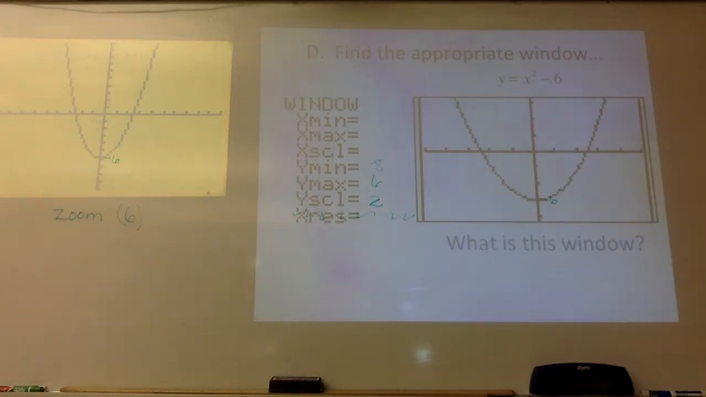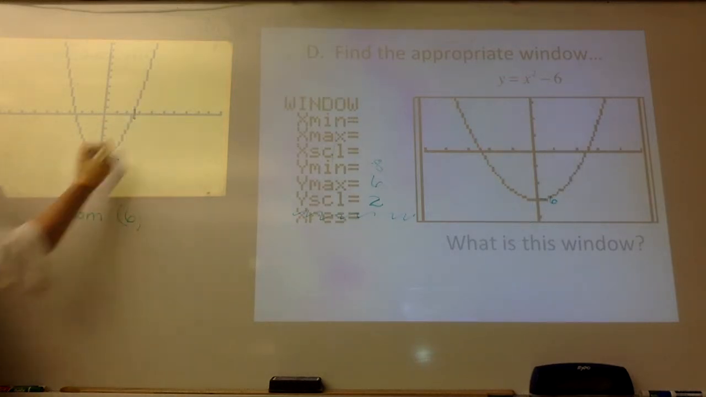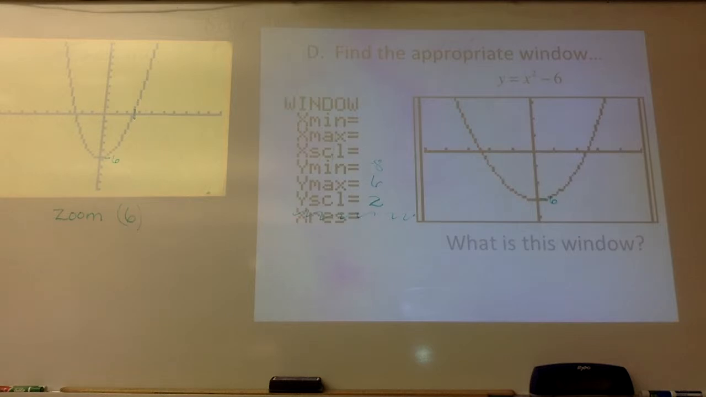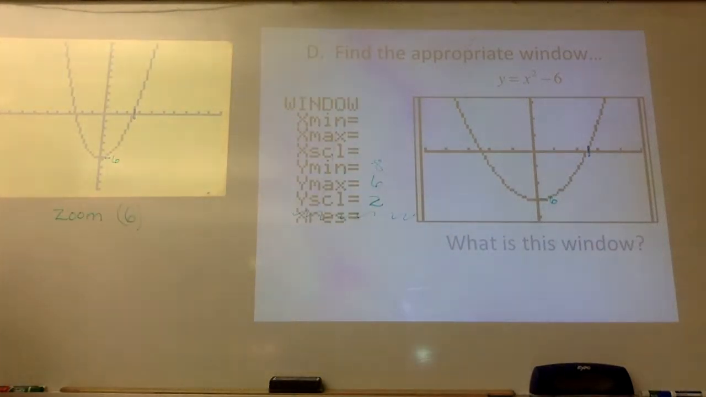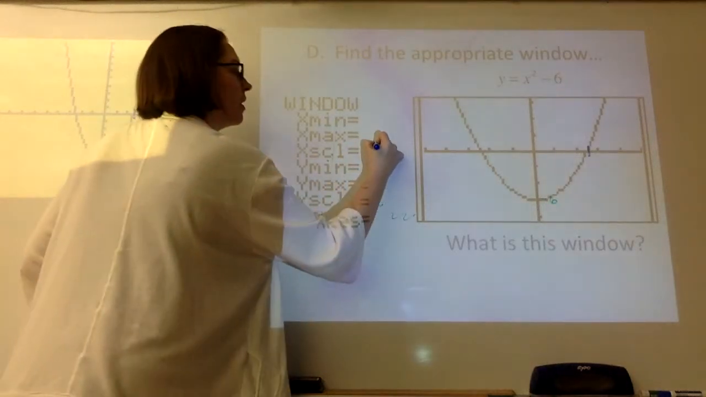Now we do the same thing with x. So if I look at x, this looks like it crosses here at like a little more than 2.5. Doesn't it look like it crosses here at a little more than 2.5? So that tells me the scale of x is the same. The scale is 1.